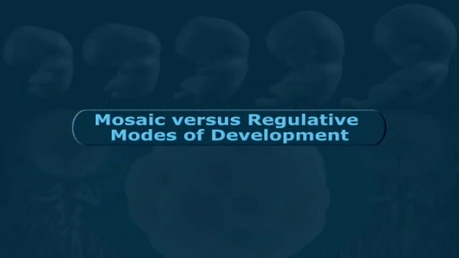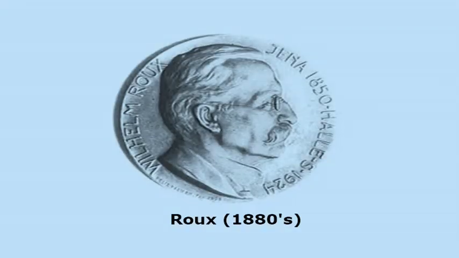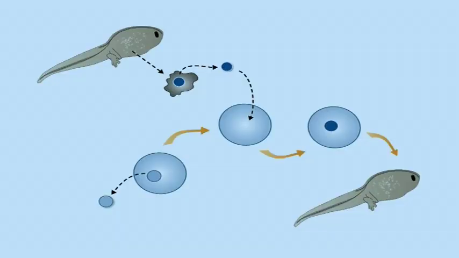Mosaic versus regulative modes of development. Mosaic development depends upon specific determinants in the one-cell zygote that are not divided equally between the daughter cells, that is, as seen in asymmetric division. Roux in the 1880s destroyed one cell of a two-celled embryo with a hot pin, resulting in half of a frog embryo.